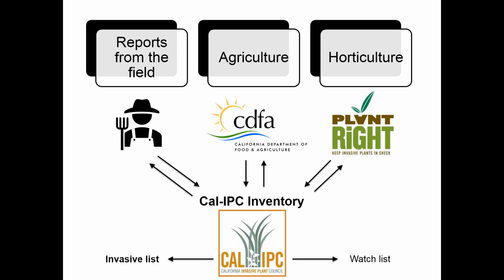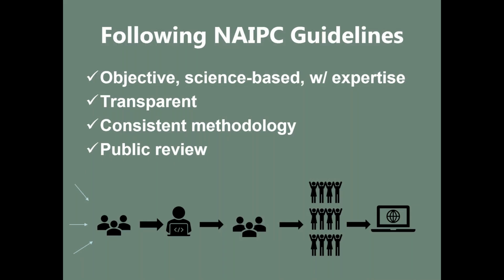We have a list of potential plants that we evaluate, and then we go through a process that I will describe to you to either choose the predictive tool or choose the descriptive tool to evaluate a species, and then to invite them into our list. So we do our best to follow the North American IPC guidelines. So we have an objective, science-based approach, a committee with experts from around the state represented.